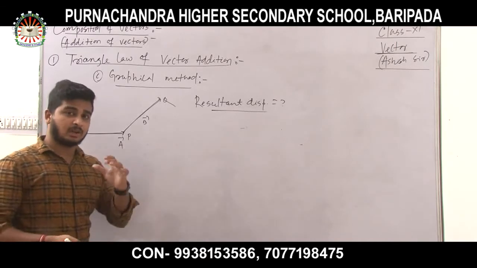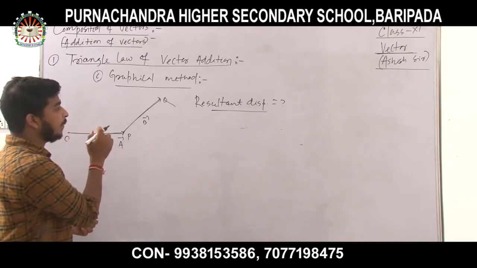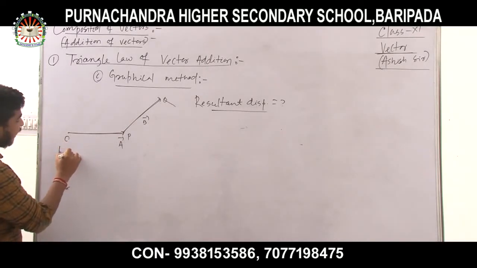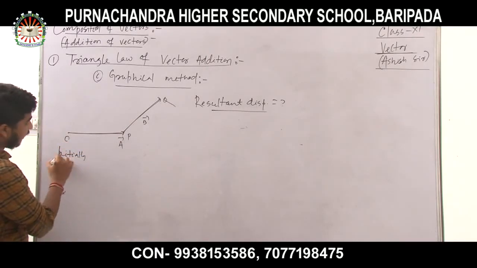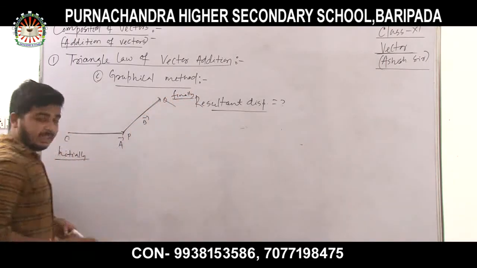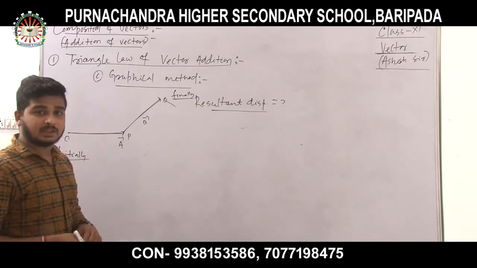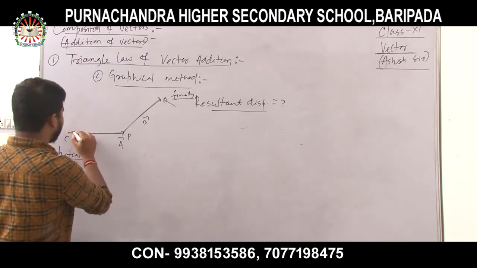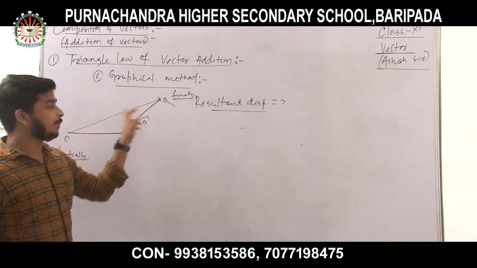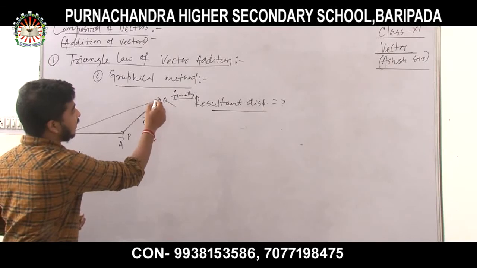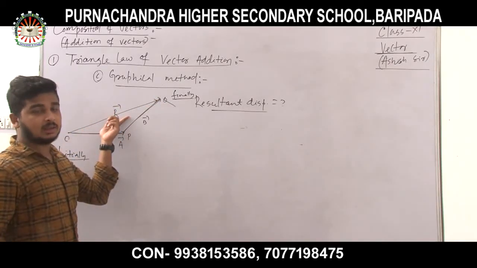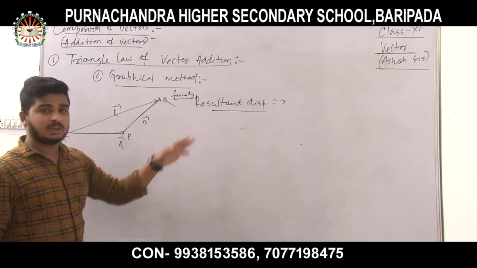Displacement means what? The shortest distance between 2 points. So what is the resultant displacement? The body is initially here, and that body is finally here. So the shortest distance between initial and final point is called displacement. So you just draw a line from O to Q. Then the resultant vector will be this vector, the net displacement, or I can say resultant displacement.